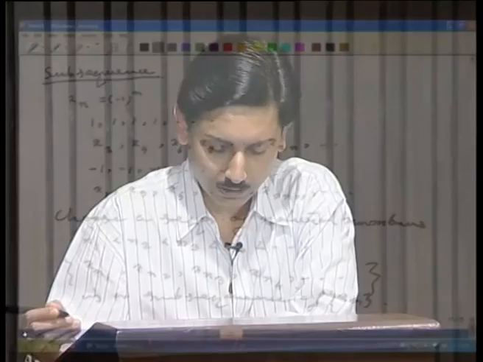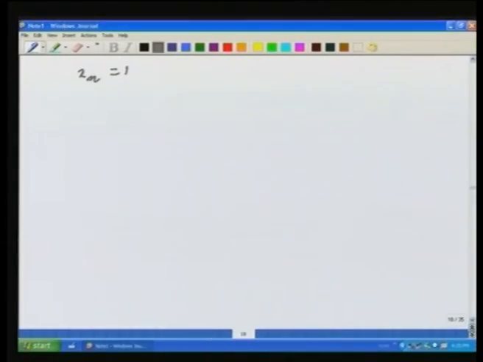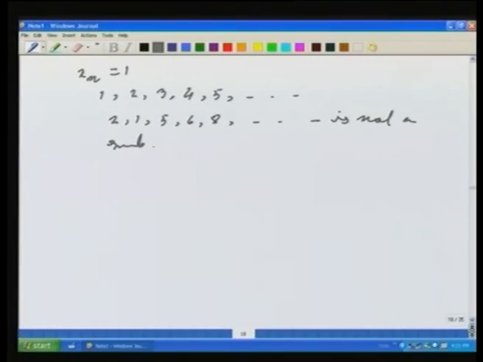Well, what is not a subsequence? For example, let us look at the sequence x n equals n. So, the terms are 1, 2, 3, 4, 5 and so on. If I look at 2, 1, 5, 6, 8, then this is not a subsequence. Why so? Because I have changed the order here, which I am not supposed to do.